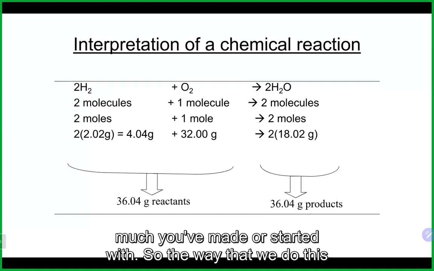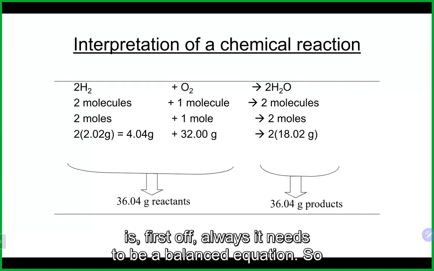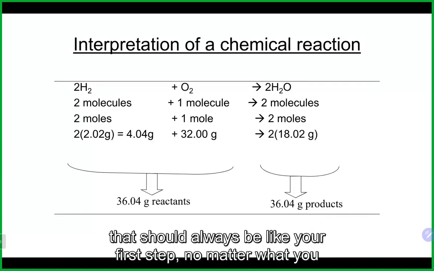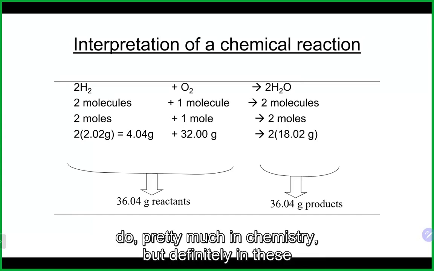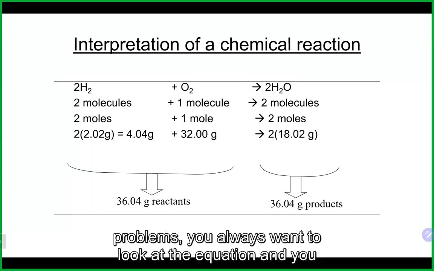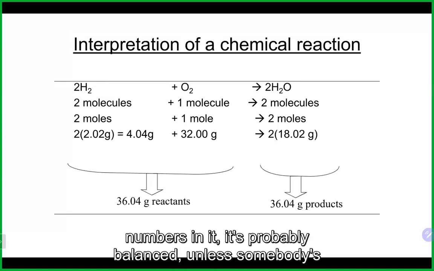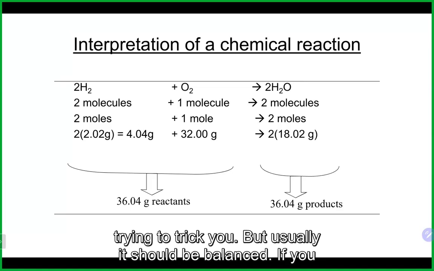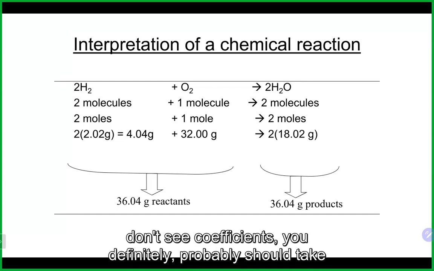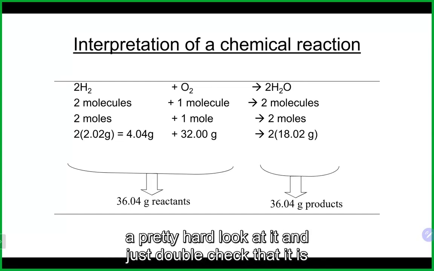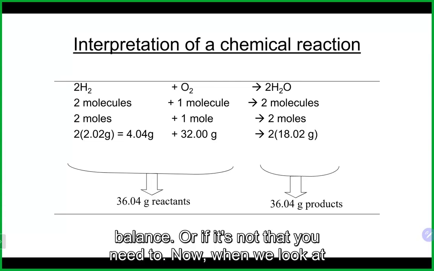So the way that we do this is, first off, always it needs to be a balanced equation. That should always be your first step, no matter what you do, pretty much in chemistry, but definitely in these problems, you always want to look at the equation and make sure it's balanced. I would say, again, if you see numbers in it, it's probably balanced unless somebody's trying to trick you, but usually it should be balanced. If you don't see coefficients, you definitely should take a pretty hard look at it and double check that it is balanced, or if it's not, that you need to balance it.